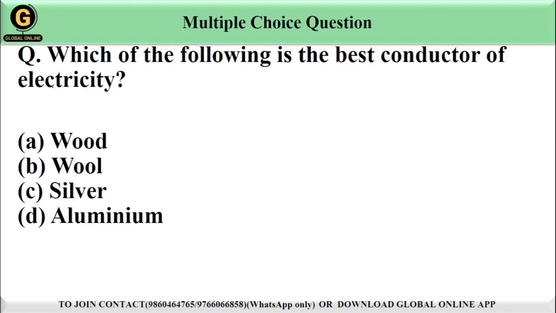Which of the following is the best conductor of electricity? Options are given. Option A, wood. Option B, wool. Option C, silver. Option D, aluminium. So students, silver is the best conductor of electricity among all the options.